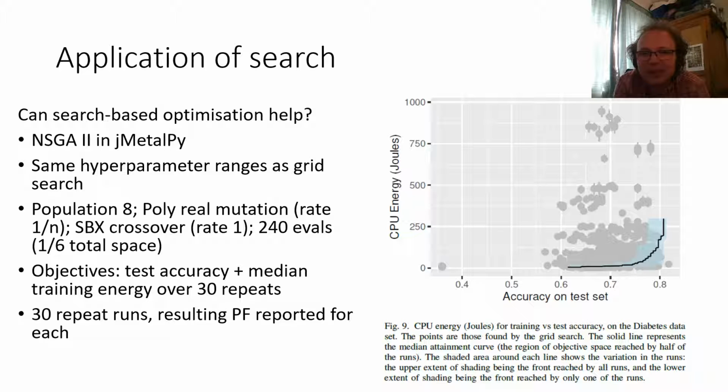The black line is the median Pareto front. This is the area that was reached by at least half of the runs of NSGA2, and then the shaded area around it are the minimal and maximal Pareto fronts, basically the one that was reached by the best runs of NSGA2 and the worst. And you can see there that actually we're getting close to the global Pareto front, but just missing out on it slightly. So there is certainly some potential here for a search method like NSGA2.